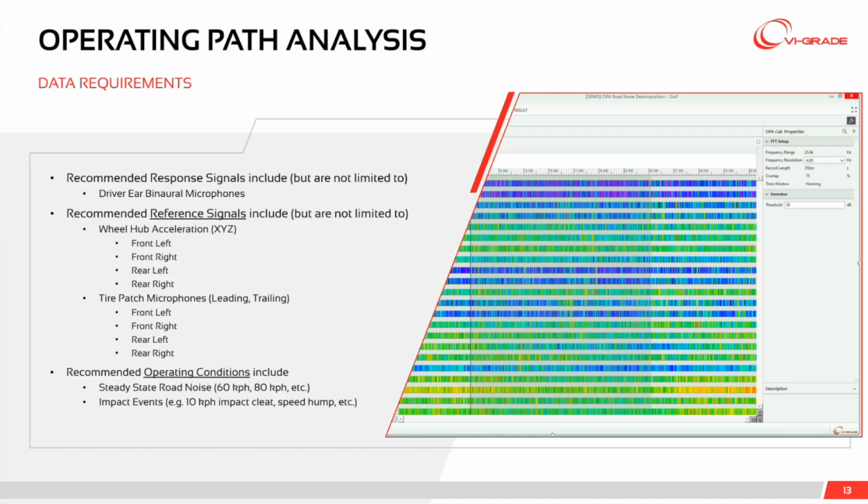As well as being able to support the processing of impact events to understand the breakdown for impact cleats, speed humps, things of that nature. So this means that because we have a simple data set here, we could use an existing data set quite easily and then take advantage of the new post-processing ability of the operating path analysis.